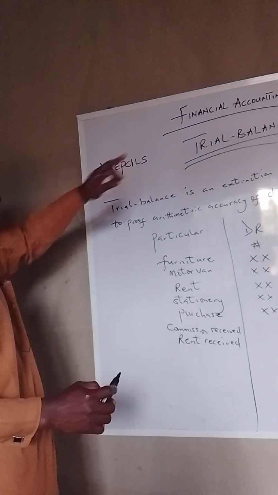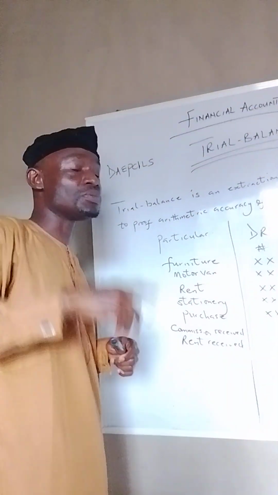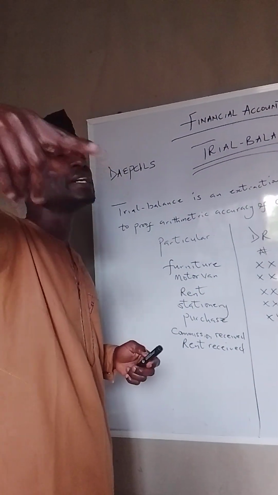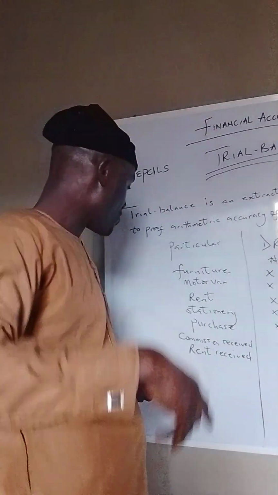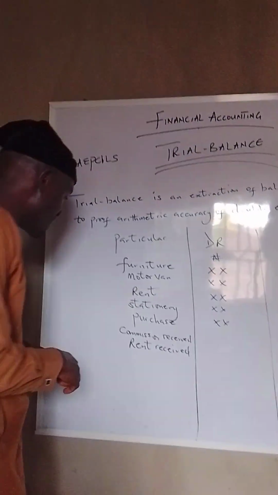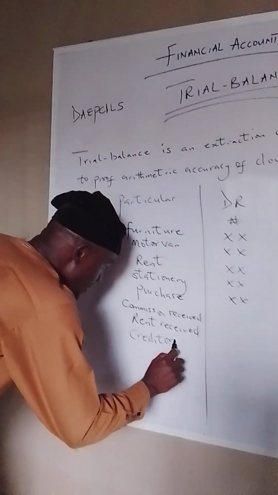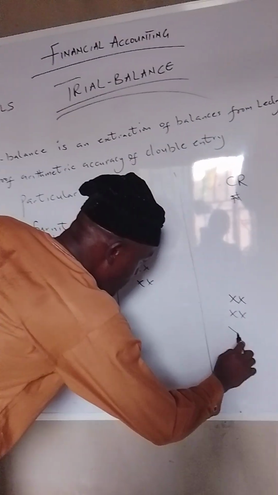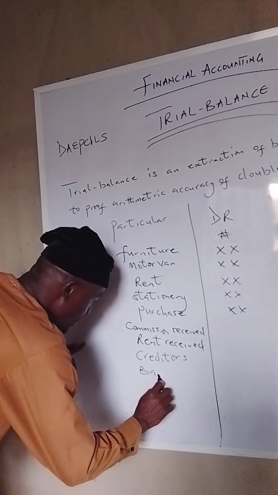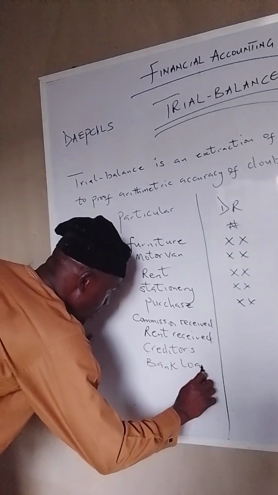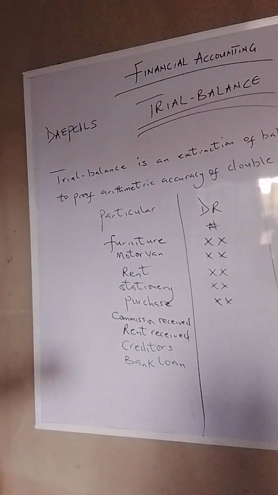Then let's move to liability. Liabilities are your indebtedness to outsiders, the money that your company is owing outsiders. Like your creditors: you are owing your suppliers, so creditors is an example of a liability. Bank loan, you are owing your bank money, that's an example of a liability. They will be at the credit side.